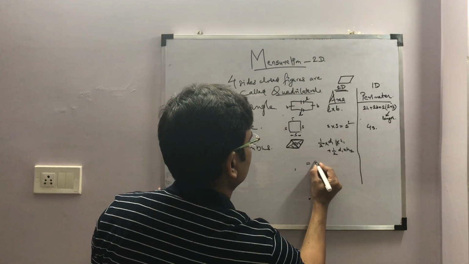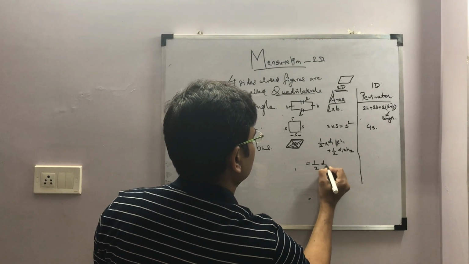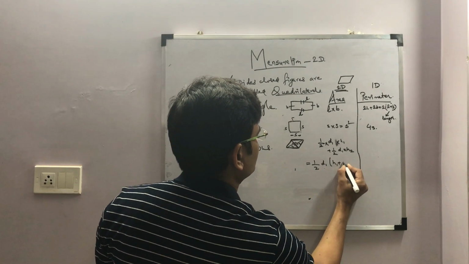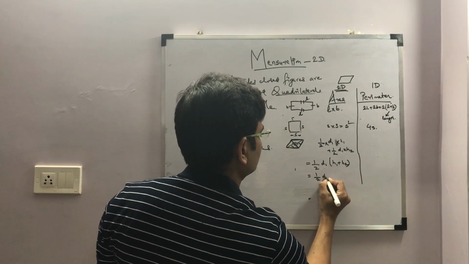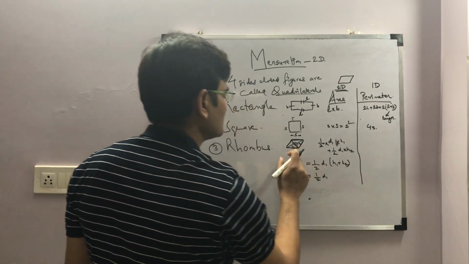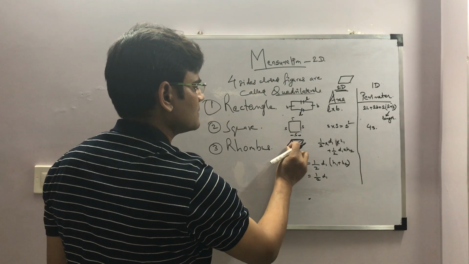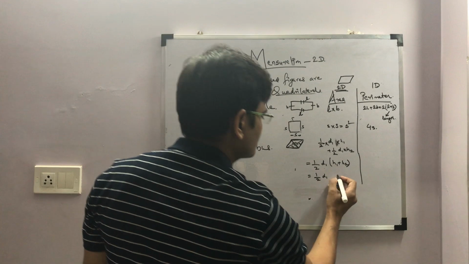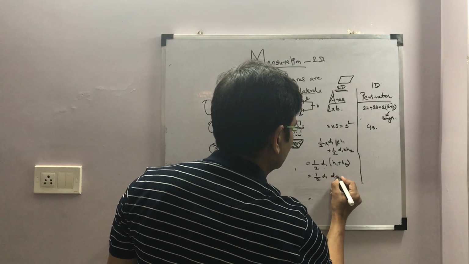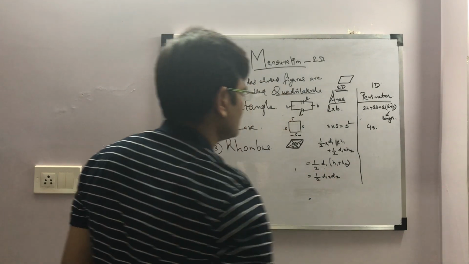So that is, take half d1 common into h1 plus h2. So half d1, h1 plus h2. What is h1 plus h2? This one was h1, this one was h2. So that is the second diagonal. That is diagonal 2. Half first diagonal into the second diagonal.